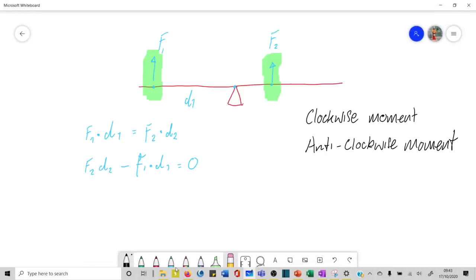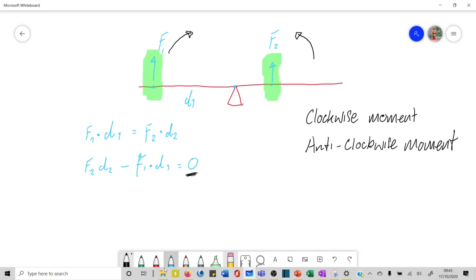Let's just go back to that a second. So what we can see is that this force here is a pulling force, and it's rotating in that direction, so an anti-clockwise movement, and this one is a clockwise movement. So this supports the idea that F2 times D2 minus F1 times D1 equals 0. So all the forces add up to 0.